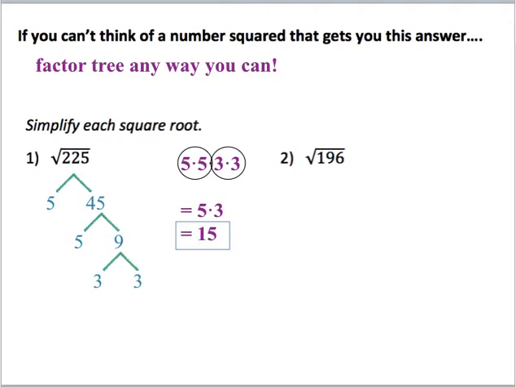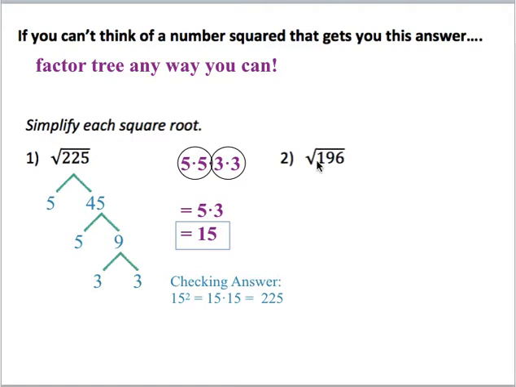Let's check your answer. Let's see what happens when we square 15. 15 squared gets you 15 times 15, which does get you 225, so you can be pretty confident you're right. We're going to walk through one more together.